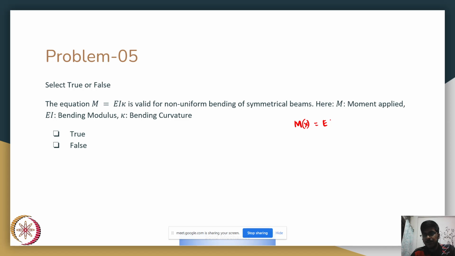So in general, you can have this even for non-uniform bending. Since we have symmetrical beams, your I would be fixed, and if you have the same material again, your E is also fixed. But in general, this equation can hold true even if there is a variation in the bending moment along the length of the beam. So this equation in general is true even in the case of a non-uniform bend.